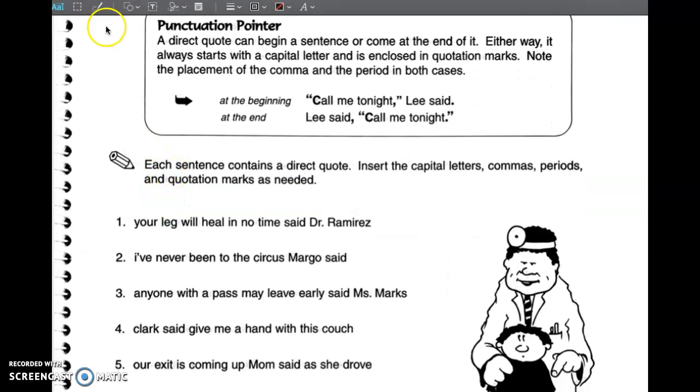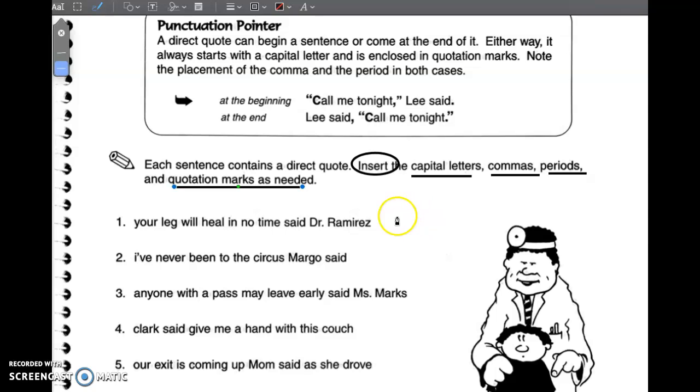So taking a look down here, our directions say each sentence contains a direct quote. Insert capital letters, commas, periods, and quotation marks as needed. So basically, we're editing this work. You need to make sure that you're adding the quotation marks where they need to go and making sure all of the first letters in the quotation marks are capitalized, and there's punctuation before the end of the quotation marks each time, and before or after the source words if the quotation comes at the end of the sentence.